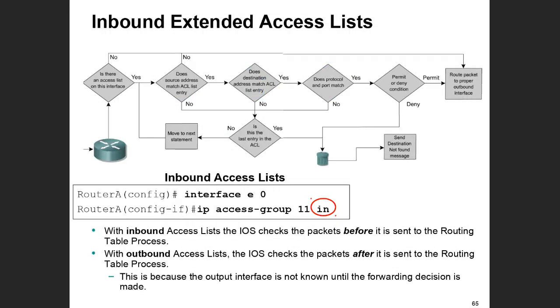So just the same as with standard lists, if it's an inbound access control list, the IOS will check the packet before it goes to the routing table process. If it's permitted, it will go and be looked up by the routing table and sent on its way. If it's denied, it'll be dropped.